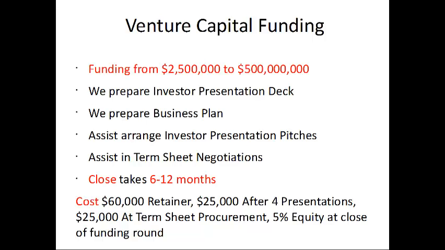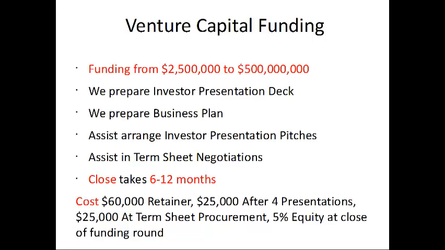What we would do for our clients is we prepare investor presentation decks for the venture capital firms, and we also prepare the business plans. We arrange the investor presentation pitches, and we also assist in the term sheet negotiations. Venture capital funding normally takes between 6 and 12 months.